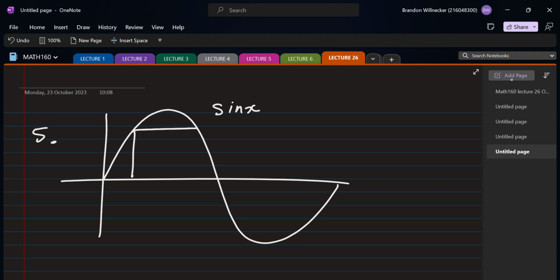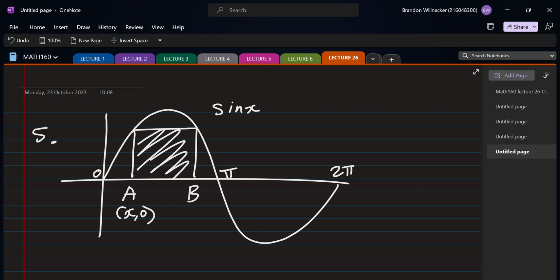Okay, and we've got our inscribed rectangle here with base point A, that's given by x0, and then we've got the other base point there, B, and we don't know what that is yet. Okay, and of course that's 0, pi, 2 pi. Okay, so we want to maximize this.